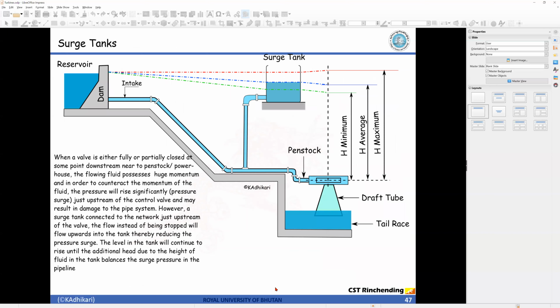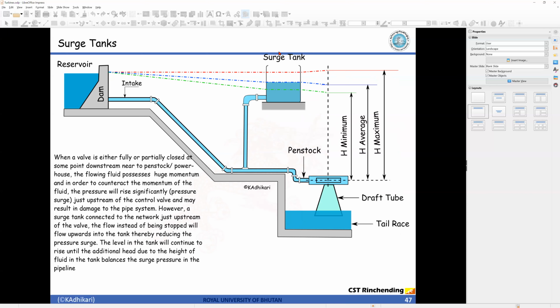Okay, now let's move on with the next topic, that is the surge tank. In my first lesson, while discussing the turbines, I also showed you a schematic of a hydropower plant. At that time a forebay was coming and I said it temporarily stores water, and I also explained that sometimes it is also known as a surge tank. So here we are using a surge tank.